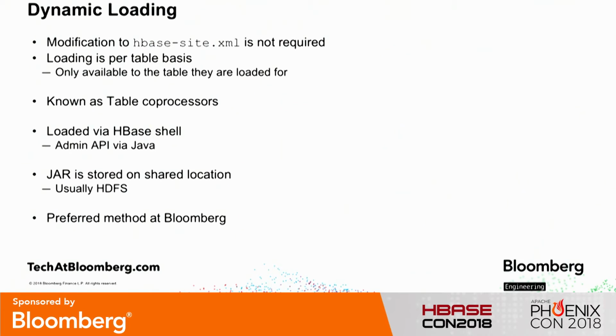For dynamic loading, you can use HBase shell, or you can use Java APIs to attach a coprocessor to your jar. And usually in dynamic loading, the jar is deployed on a shared location, and usually that is HDFS. That's the preferred method at Bloomberg for loading coprocessors, because we don't want to restart clusters every time we deploy any jar.